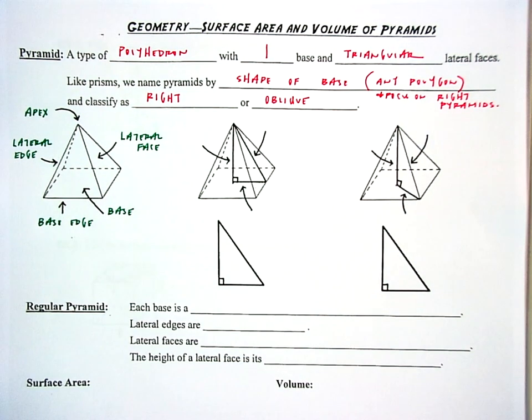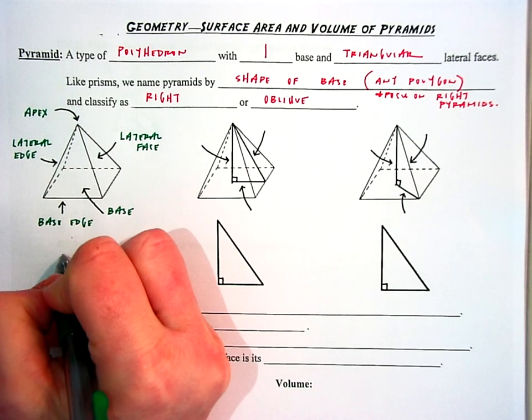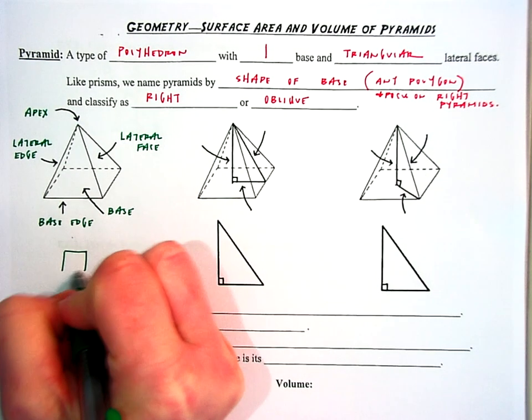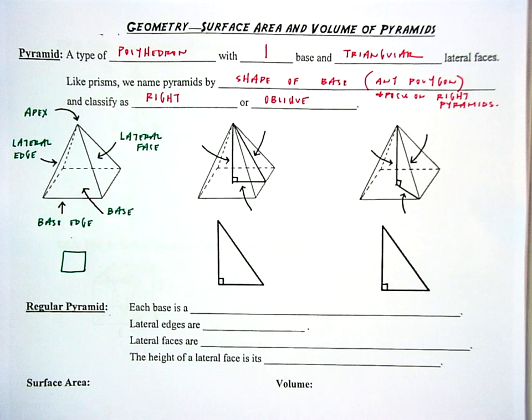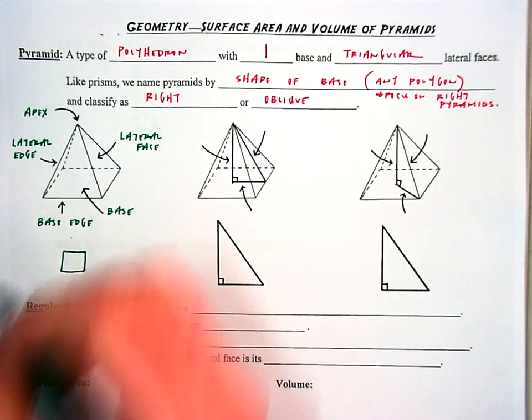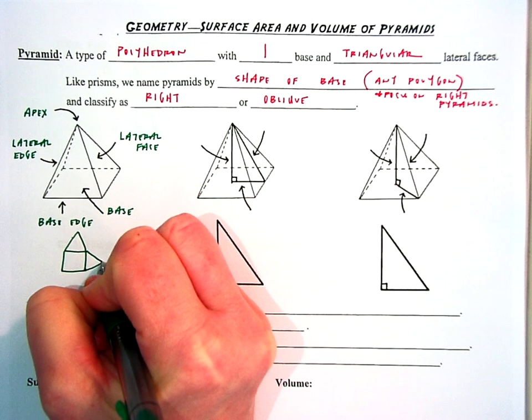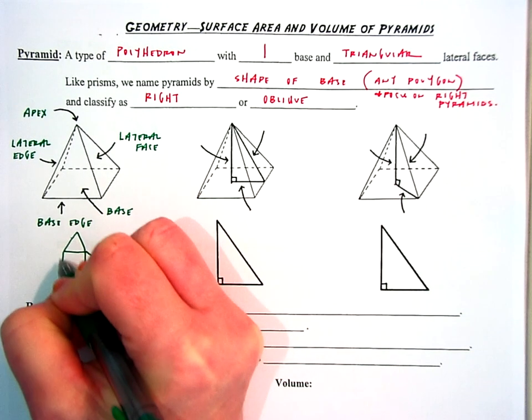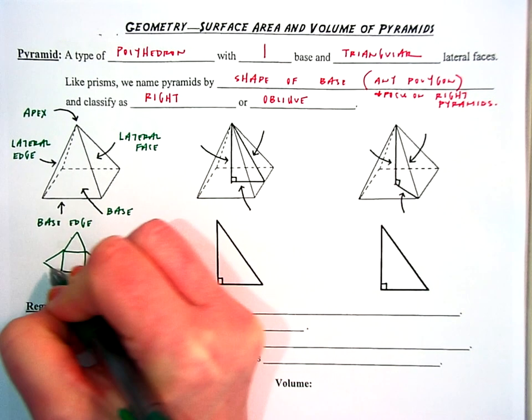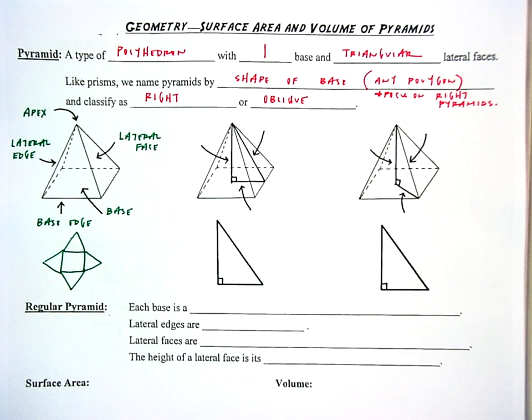I also want you to visualize the net. The easiest way to draw a net here is to start with a square base. There's my one base, happens to be a square. And then I have four triangles. I have four lateral faces. They're all triangles. And I have as many lateral faces as I have sides to my base. Okay, so now let's move on and look at a few other relationships inside of our pyramids.